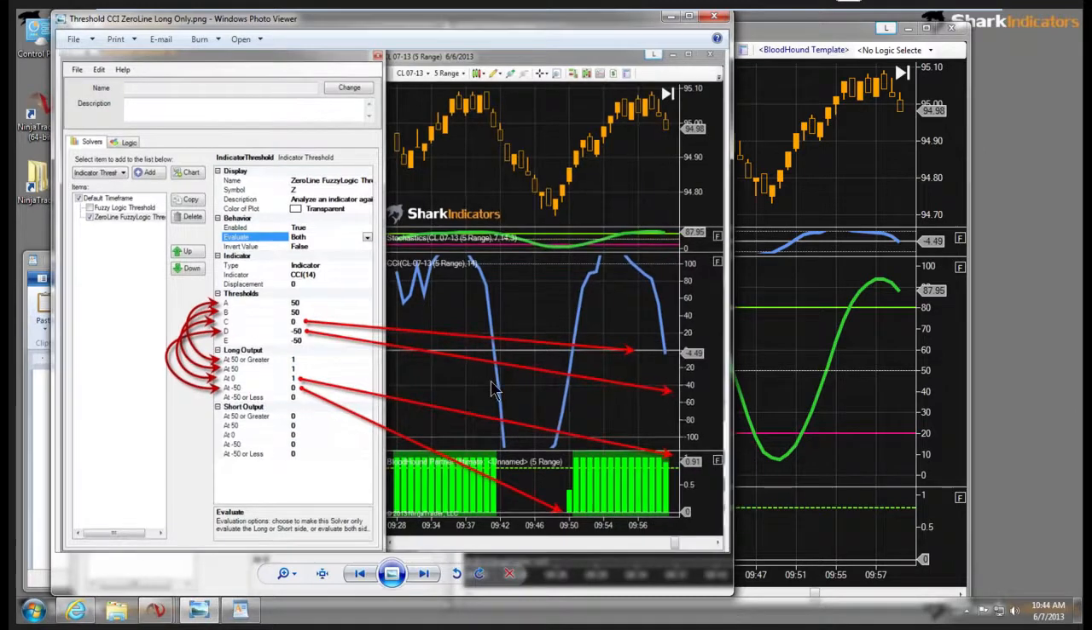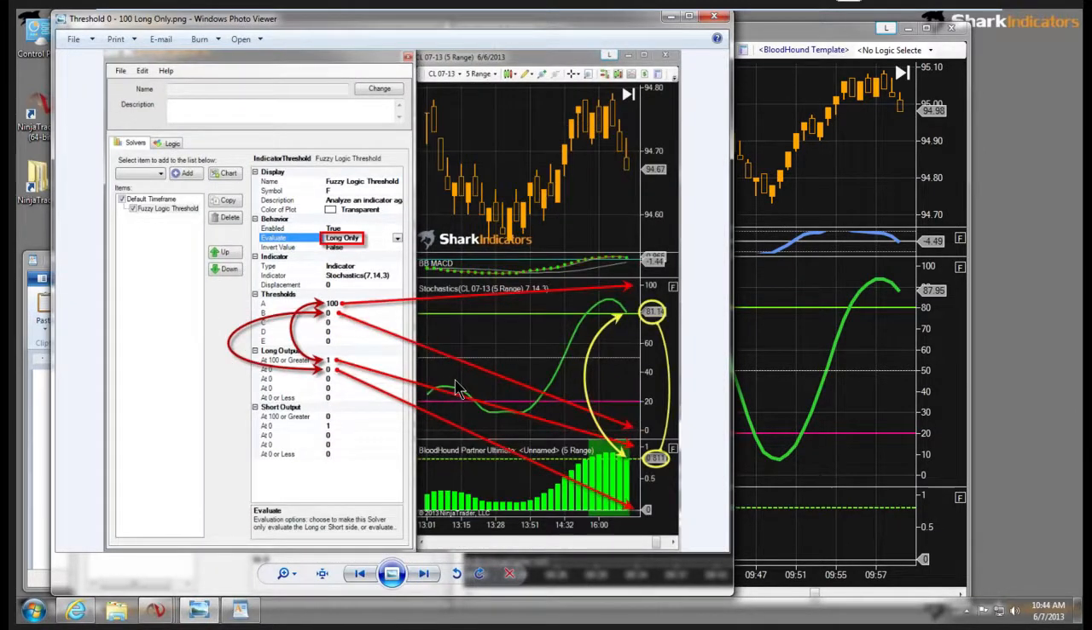Let's see, I don't want to start with that one. Alright, I want to start with this one here. What I've done is, we're using the threshold solver, so we can see we have the threshold section here. And once again, I'm just using the stochastics because it's a very simple indicator that's range bound between 0 and 100, and so it makes a pretty simple translation from the thresholds to BloodHound's output.